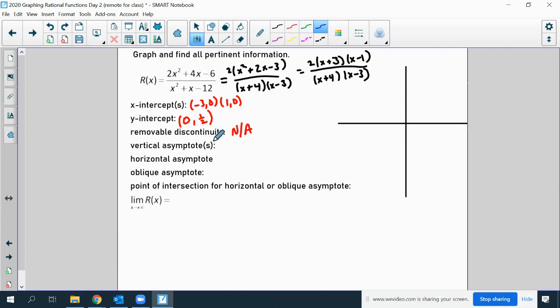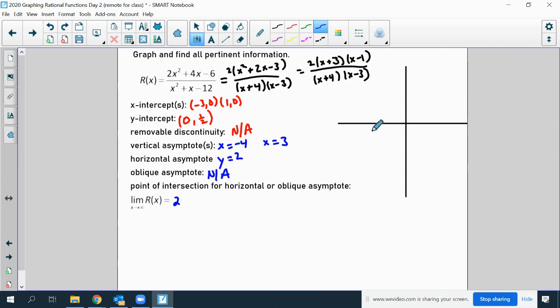There is a vertical asymptote at x equals -4 and x equals 3. That's from the denominator. Horizontal asymptote is going to be y equals 2. And I know that because the powers of the top and bottom are the same. So then I just divide the leading coefficients. That means that the limit as x approaches infinity of r of x is going to be 2. Then I don't have an oblique asymptote because I never have a horizontal and oblique asymptote in the same problem.